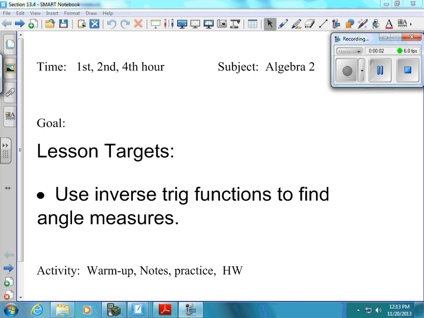Okay, today we're going to wrap up chapter 13, our first trig unit of the year, with inverse trig functions. And we're going to use inverse trig functions to find angle measures. We've pretty much been solving for side lengths, finding ratios of side lengths, finding various trig function values. But today we're actually going to find angles. So inverse trig functions to find angle measures today.